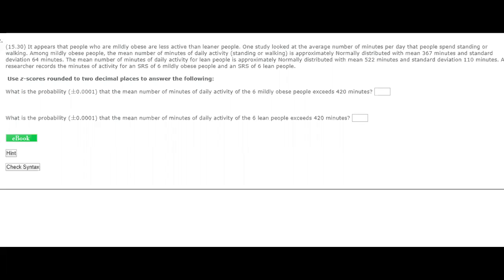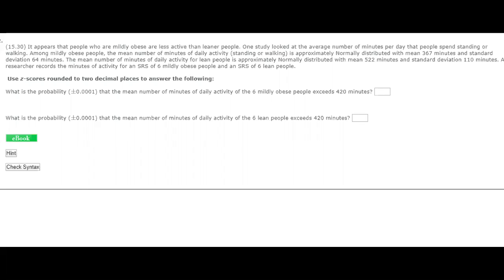mean 367 minutes and standard deviation 64 minutes. The mean number of minutes of daily activity of lean people is approximately normally distributed, with mean 522 minutes and standard deviation 110 minutes. A researcher records the minutes of activity for an SRS of 6 mildly obese people and an SRS of 6 lean people. Use z-scores rounded to 2 decimal places to answer the following.